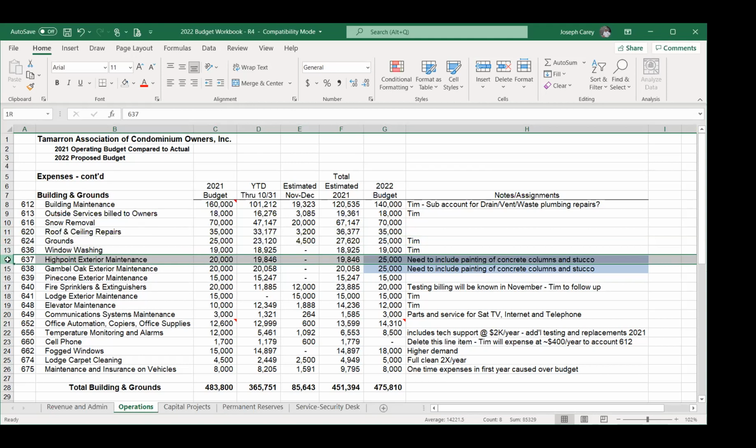You want to talk about these two, Tim? Yeah, High Point and Gamble Oak, every year we budget 20,000 for those two and then 15,000 for the exterior of the lodge and Pinecone. High Point and Gamble have had sections of the exteriors neglected because we didn't have enough money to do all of it. I had a chat with Bo at Griswold about why our stucco is looking pretty rough. We looked at some concrete columns underneath the buildings that haven't been painted for 6-7 years. He wanted to raise it a little bit more. I think if we raise it $5,000 on each of those two properties, then we'll catch up over the next couple of years.